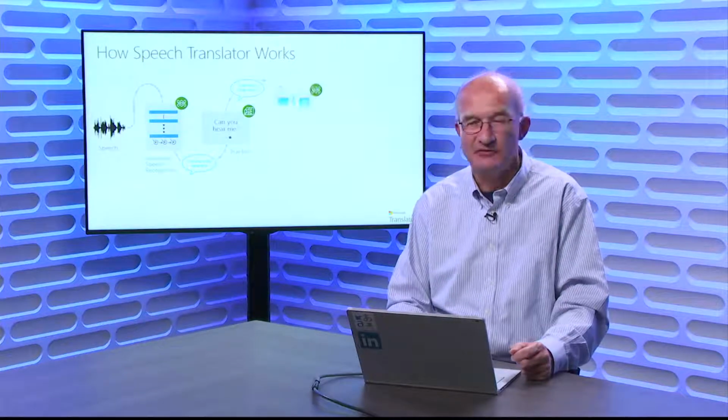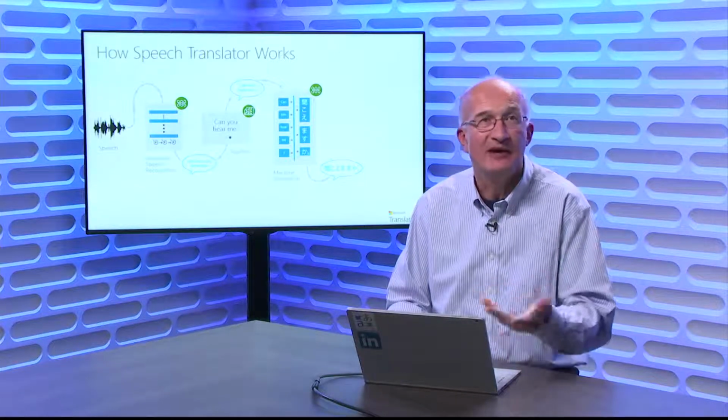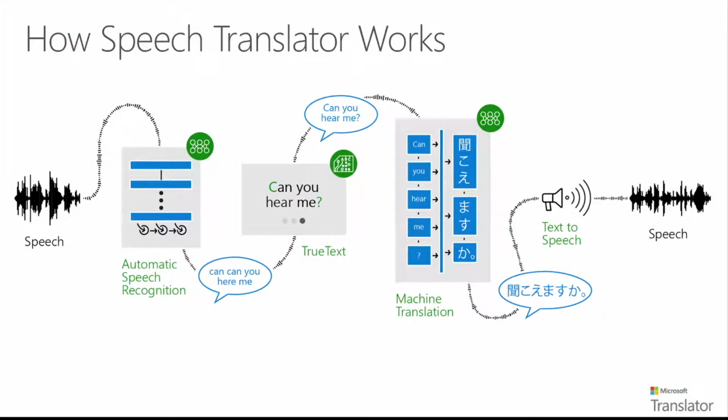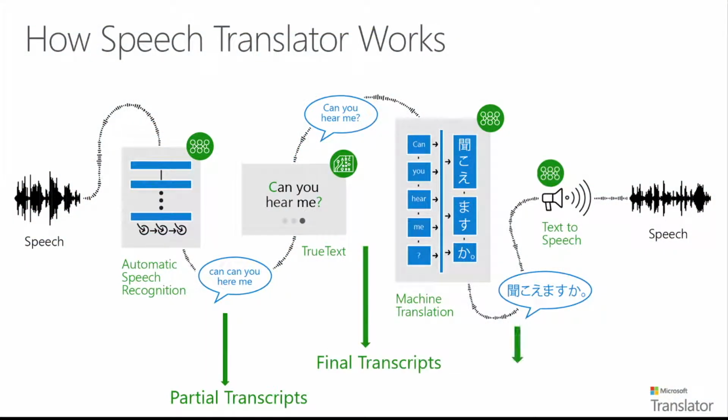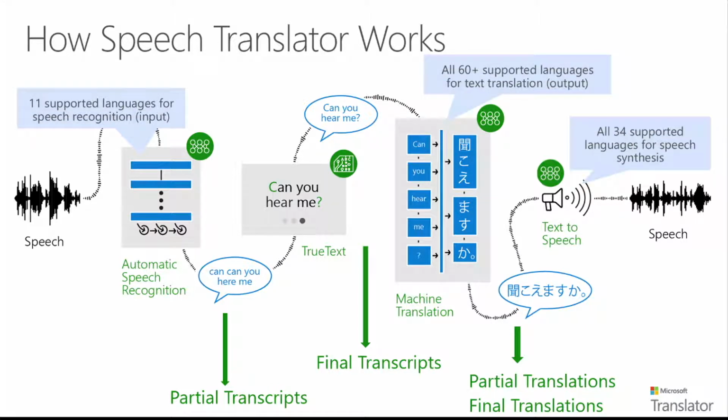Here you can see the transforms that happen when we apply true text to that system. We translate it, and then optionally you can also make the translation audible. Here is the set of languages that are covered, or as I said, 11 languages for speech input. You can translate to 60 languages, and of those 34 languages can be made audible.